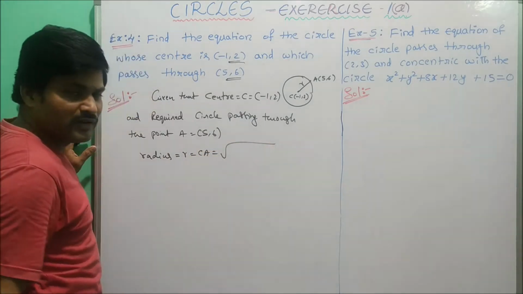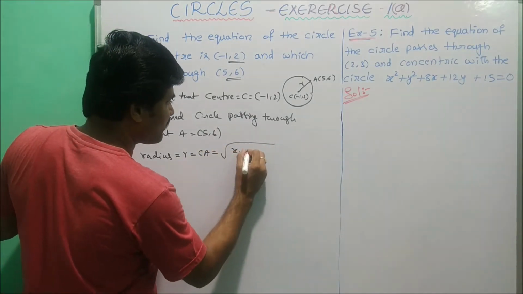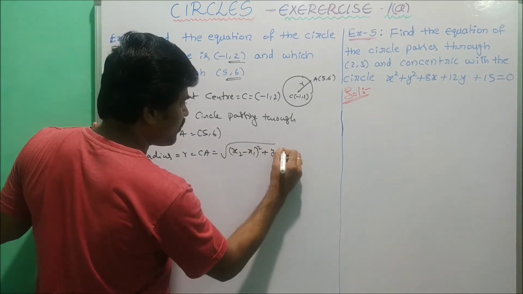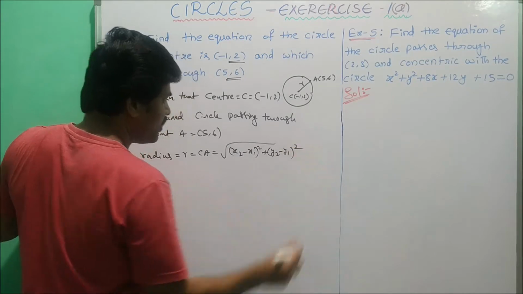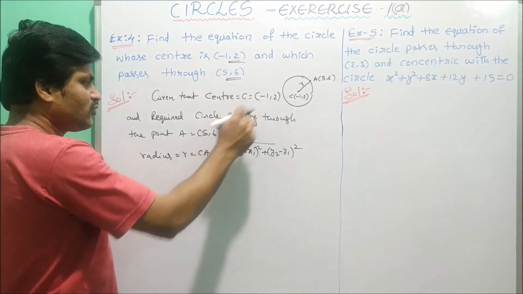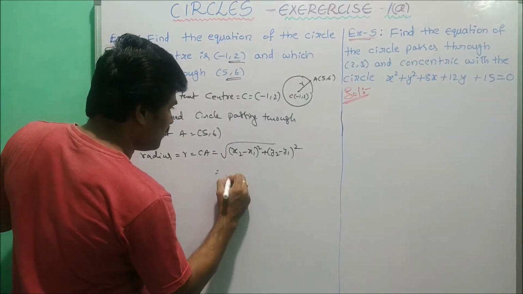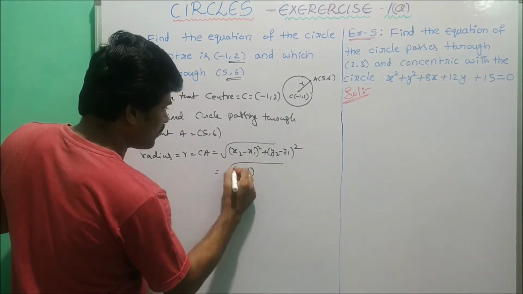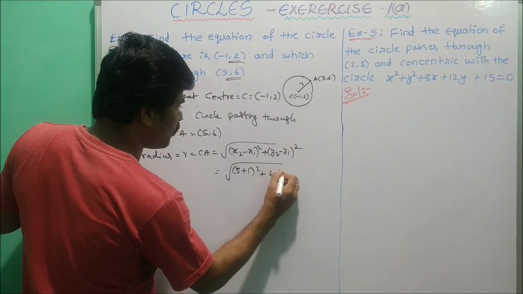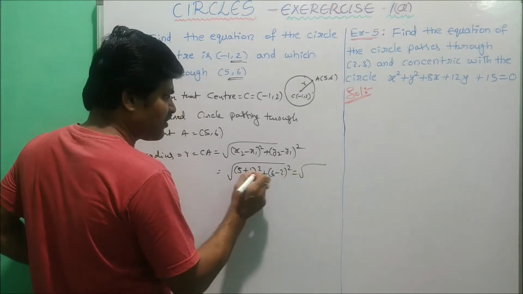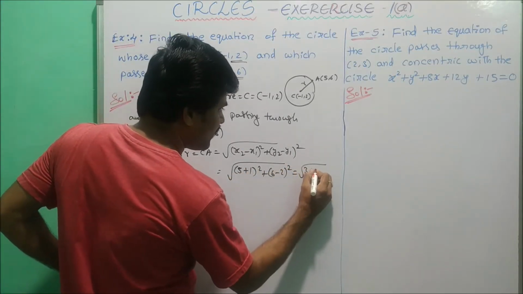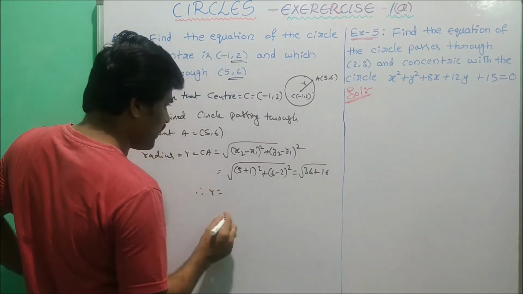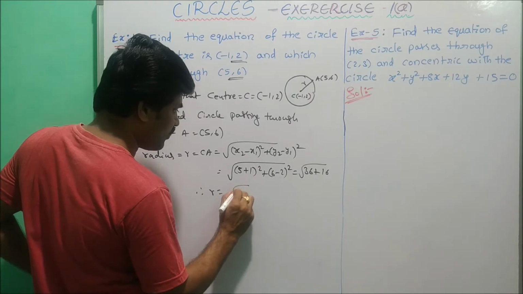Now using the distance formula, that is the square root of (x2 minus x1) whole square plus (y2 minus y1) whole square, we substitute these 2 points in this formula. In this, (5 plus 1) whole square plus (6 minus 2) whole square. Therefore 5 plus 1 whole square means 6 square, that is 36, plus 4 square means 16. We get the radius of the circle as square root 52.